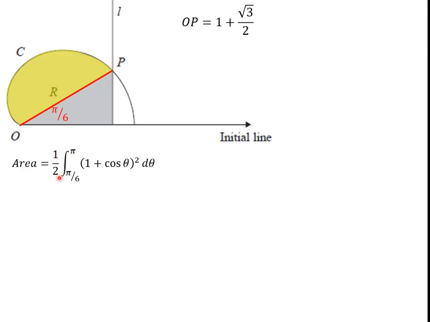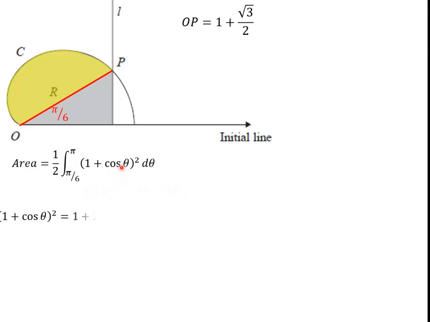Remember, it's half r squared d theta between my two limits, and the limits I'm integrating between are pi over 6 all the way around to pi. When theta is equal to pi, cos theta is minus 1, so r is 0. That's why it goes back to O. So just when theta gets to pi, r becomes 0. So we're integrating between pi and pi over 6, 1 plus cos theta all squared.